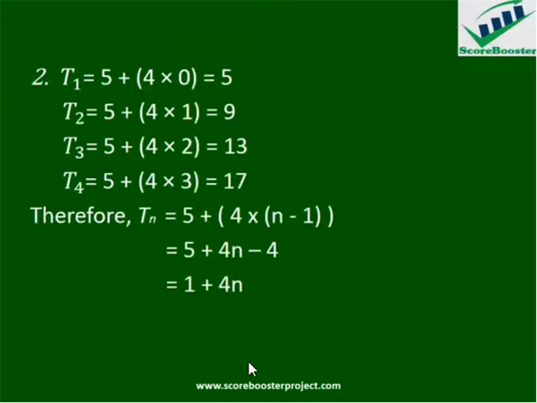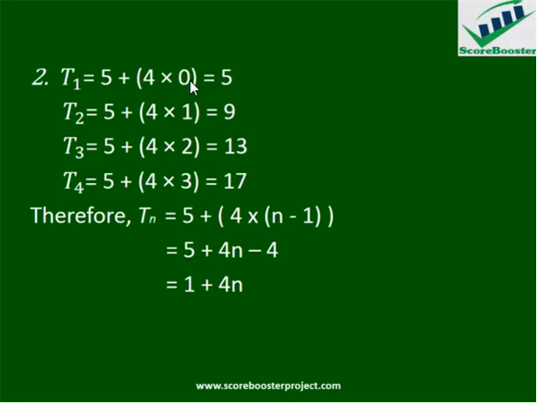Now we move to the second example. Here, the first term, which is 5, can be written as 5 plus 4 multiplied by, you subtract 1 from the term you are in. In that particular sequence, you have to add 4 to the preceding term to get the next, and that is how we obtain this particular 4. So we have to manipulate it in such a way that the value of the first term is equal to 5.